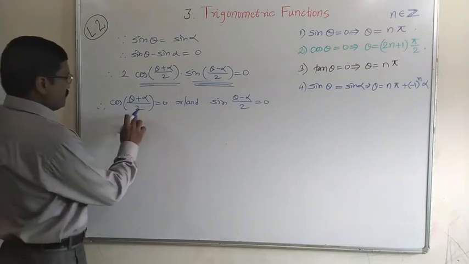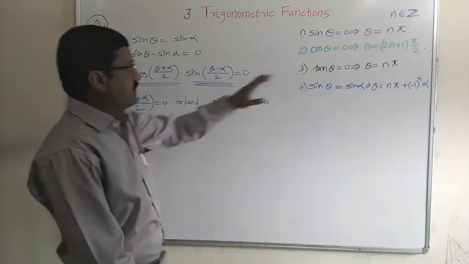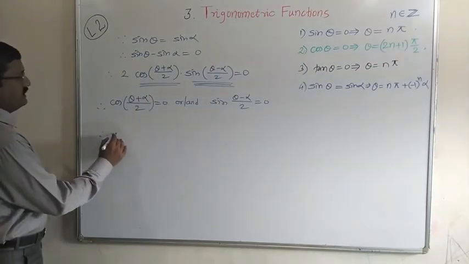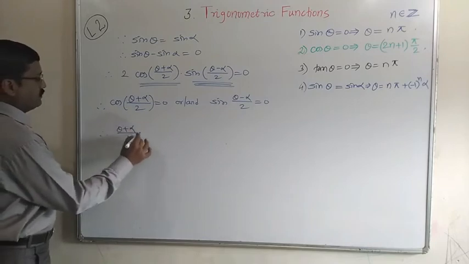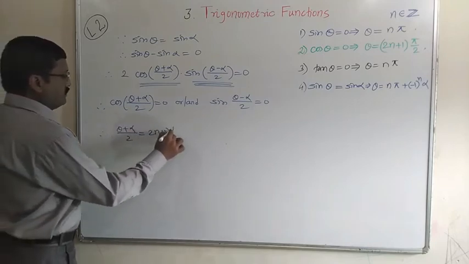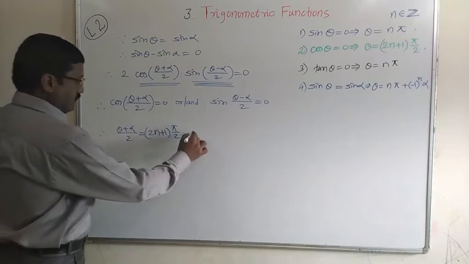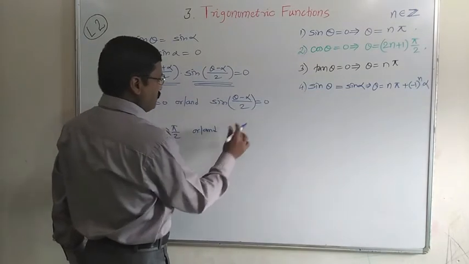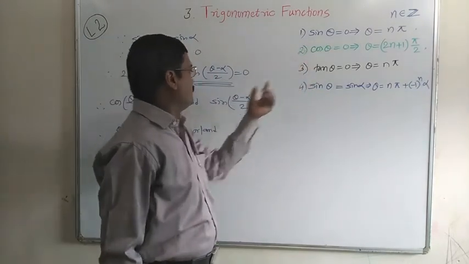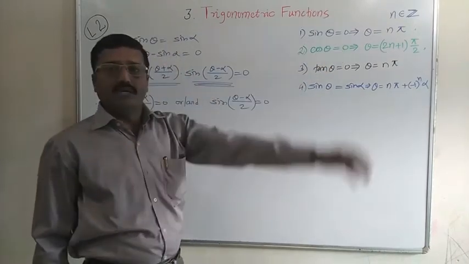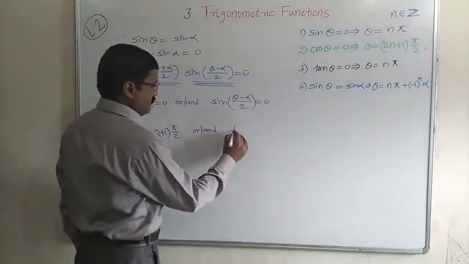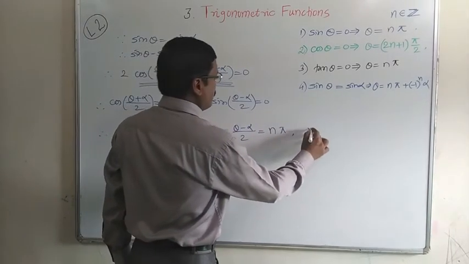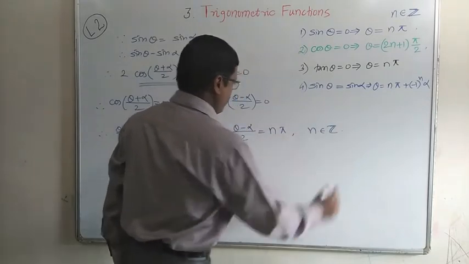So here if cos of this angle is equal to 0, then we have this second formula that cos theta equal to 0 implies theta equal to this. So use that second one here. Therefore we get here (theta plus alpha)/2 is equal to an odd multiple of pi by 2. Or sin of this angle is equal to 0. Again we have your first formula, sin theta equal to 0 means the angle will be n times pi. So this (theta minus alpha)/2 will be n times pi, where n belongs to the set of integers.